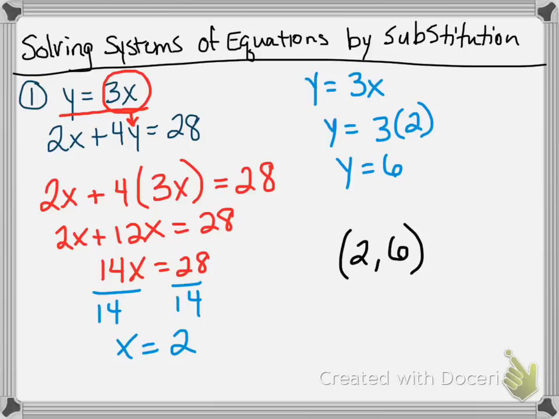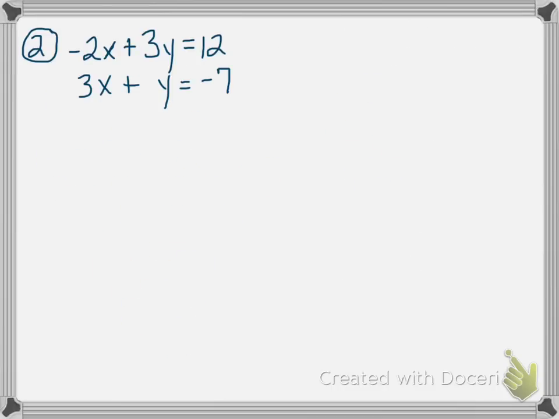Alright, the next problem we have, in this problem, we don't have one of the variables solved. So when we look at this particular problem, we need to look at it from the perspective of what variable might be the easiest one to solve for. If we look in the second equation, you see the y has a coefficient of 1. So I'm actually going to take the second equation and solve it for y.